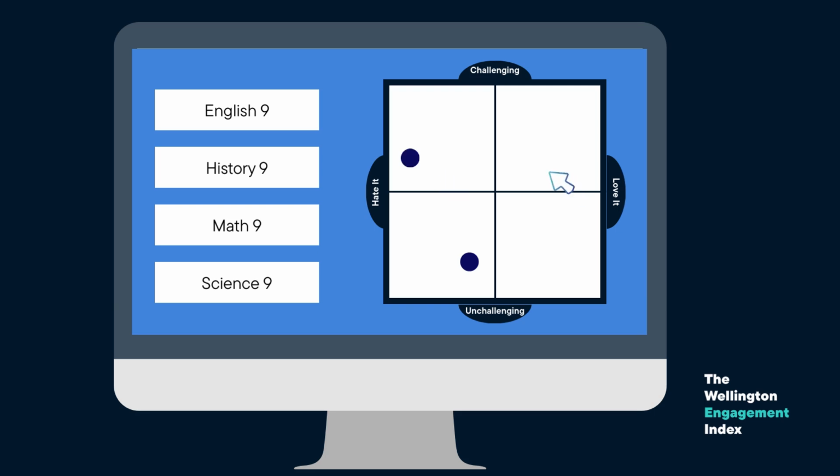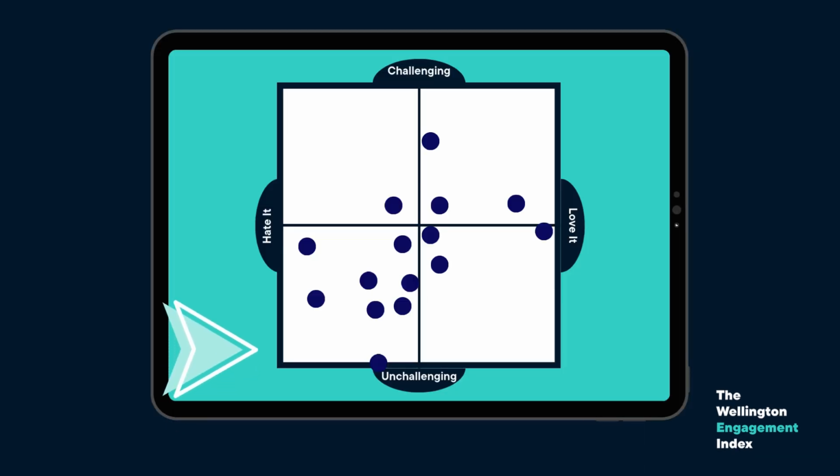In about 2 minutes, each student plots how much they love their classes and how challenged they feel by their coursework. The teacher then reviews the data, looking at where student responses fall on the engagement grid.